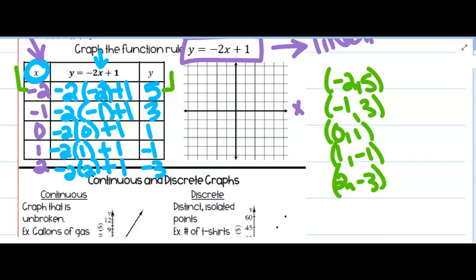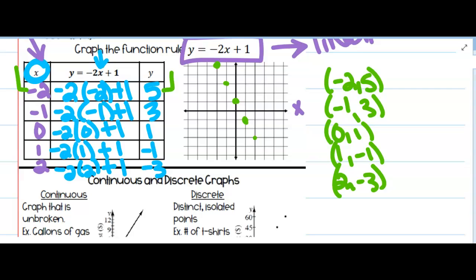So I first have -2, 5. We're going to go left 2 and up 5, and we're going to put our point right there. I'm then going to plot -1, 3. So we're going to go left 1 and up 3. We're going to put a point. 0, 1, we're going to stay right on that y-axis and just go up 1 and put a point. Okay, we're going to plot a point at 1, -1. So right 1, down 1, and then 2, -3 would be right 2, down 3.